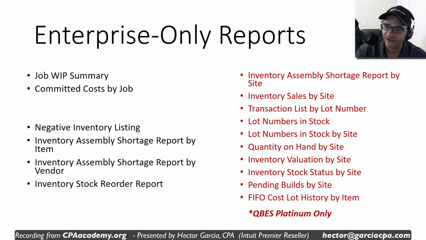Those reports are only available in Enterprise Platinum. On the left side, you're going to see the first two, which is a job WIP summary and the committed cost by job, which is mostly for construction companies, for contractors. Those two reports are only available in Enterprise, all versions of Enterprise. And then you have a really awesome feature they added last year, which is a negative inventory listing, which gives you a report of just the items you have in negative inventory.